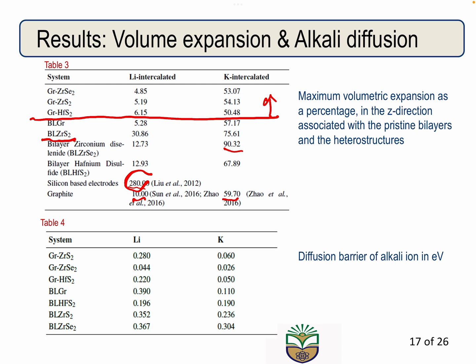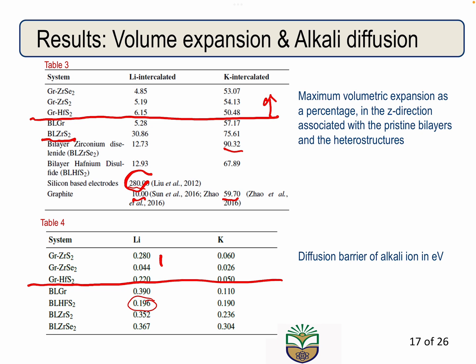Then we also did the climbing image nudged elastic band calculations in order to determine the diffusion barrier for the alkali ion batteries. And in this case, we tried to compare the heterostructure systems against the bilayer systems. And what was apparent is the fact that the heterostructures had a lower diffusion barrier in comparison to the bilayers, apart from the case of bilayer hafnium disulfide.